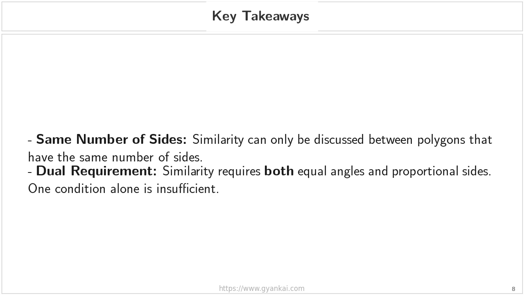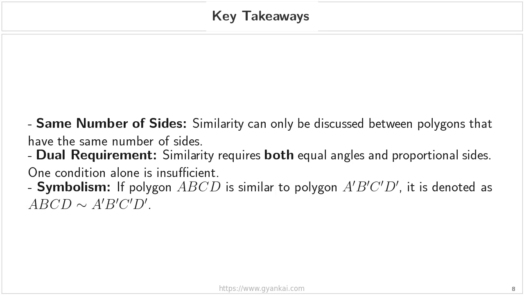Second, and perhaps most importantly, remember the dual requirement we've been focusing on. As we saw in our blueprint example, similarity is not a pick-and-choose situation. It requires both equal corresponding angles and proportional corresponding sides. As I mentioned earlier, meeting just one of these conditions is simply not enough to claim similarity.